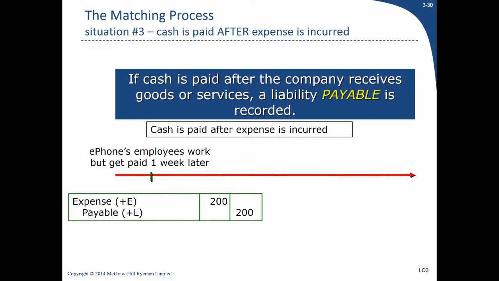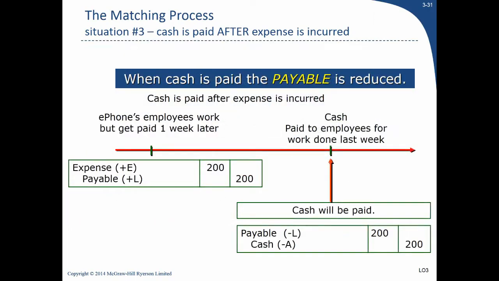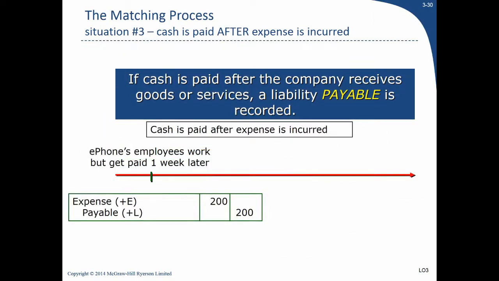And the third example is where cash is paid after the company receives the goods or services. Think of ePhone's employees. They might work and get paid 1 week later, right? You work for a 2-week period and you only get paid once every 2 weeks. After 1 week, your employer has incurred an expense, right?